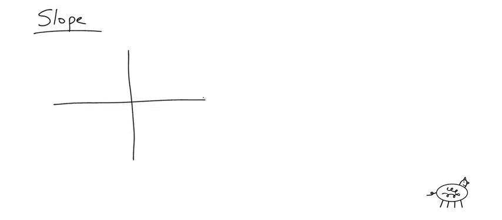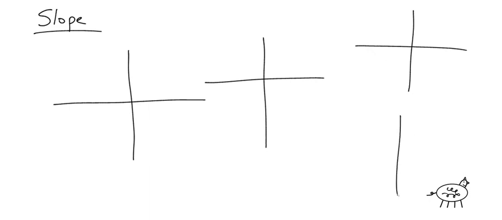Okay, so there are 4 different graphs I'm going to draw here. We'll put one over here, and we'll put one over here, and 4. Okay. So first of all, if the line goes this way, uphill, this is called a positive slope.